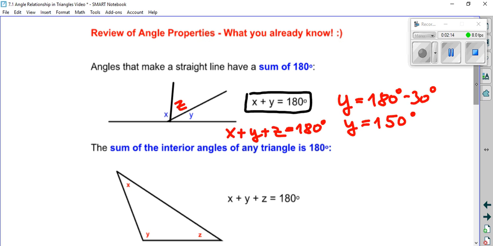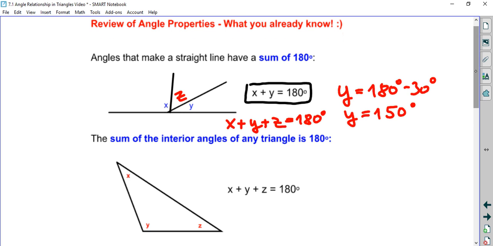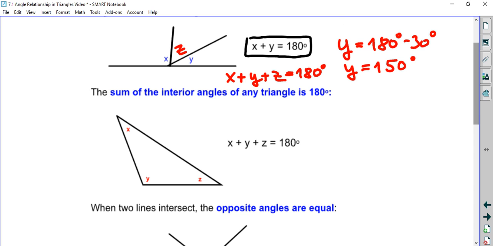The next concept is the triangle, angles in a triangle. In this case, you can see that we have a triangle with interior angles x, y, and z. So we're referring to this angle, and this angle. And you would have heard it before that together they also add up to 180 degrees.